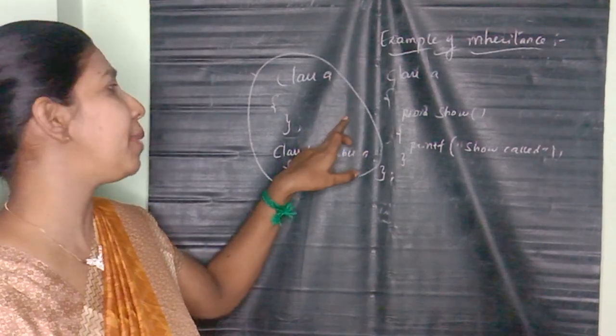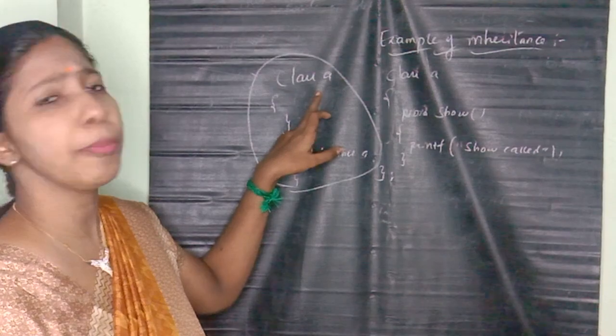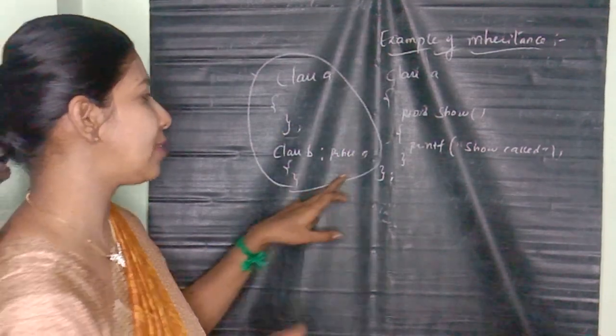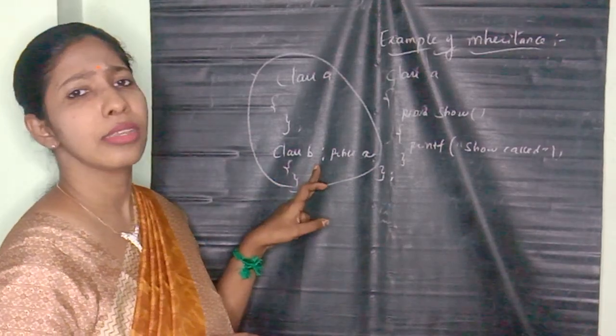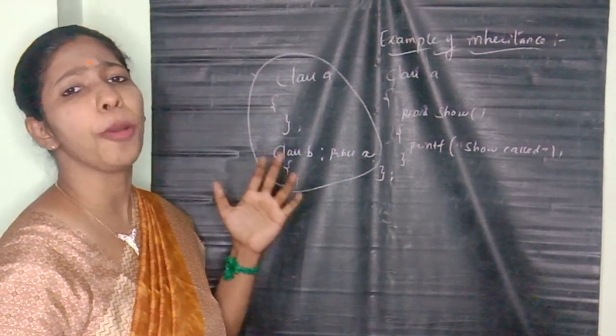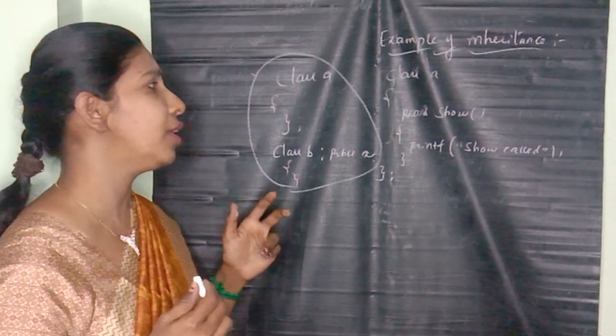You are deriving the properties from the base class, which is called A, to the derived class. You are inheriting all the properties from the base class to the derived class, which is called the inheritance concept. Make a note of it.